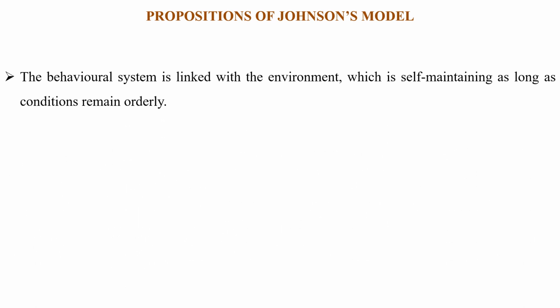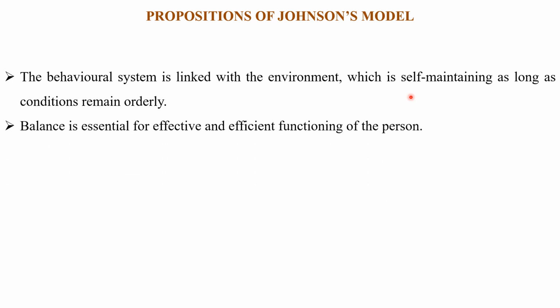Moving on to the propositions of Johnson's model. Proposition means the relations between the concepts. The behavioral system is linked with the environment. We have already said that the behavioral system is an open system and there is an interaction with the environment. And the system is self-maintaining as long as the conditions remain orderly. So we are healthy because we are able to maintain self. There is a balance between our system and the environment. So that is one proposition.